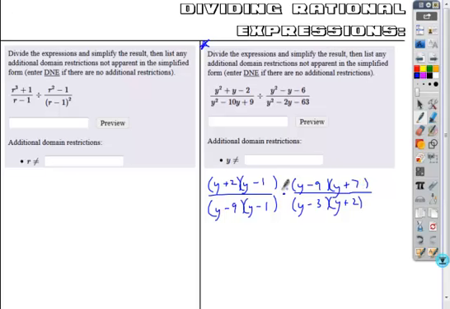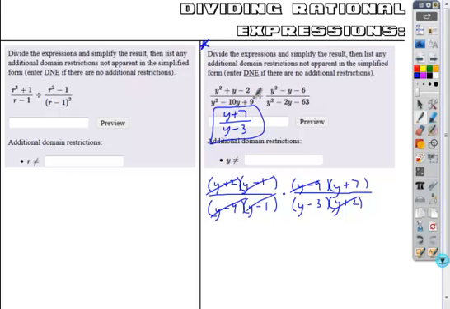Once you get it written as factors, you can then cancel any common factors. Again, you're treating it as one single fraction. And so along the numerator, we get a y + 7. In the denominator, a y - 3. There are no other factors here, and that would be your simplified form.